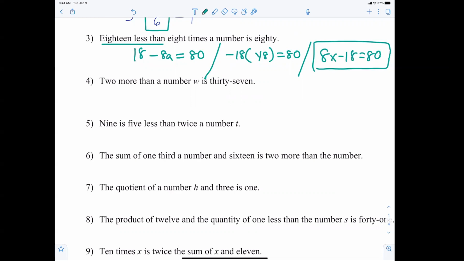All right, that's just a reading problem. Anytime they say less than or more than, it's like the operation switches. So again, if you got 8x minus 18 equals 80, you get a gold star. That was excellent, excellent.